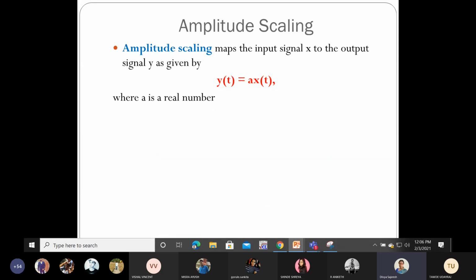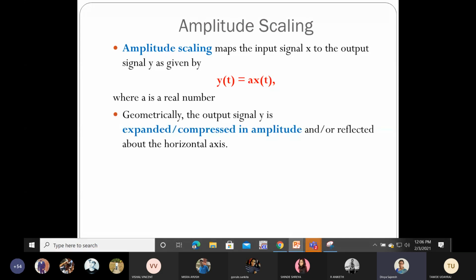Now another one is the amplitude scaling. For amplitude scaling, the factor A now comes outside the bracket. So it is A into x of t, where A is a real number. Now geometrically, the output signal is expanded or compressed in the amplitude. Okay. So let us see the amplitude scaling.